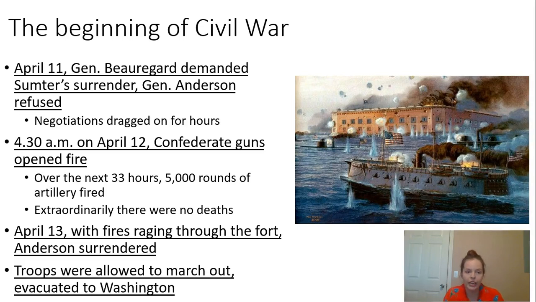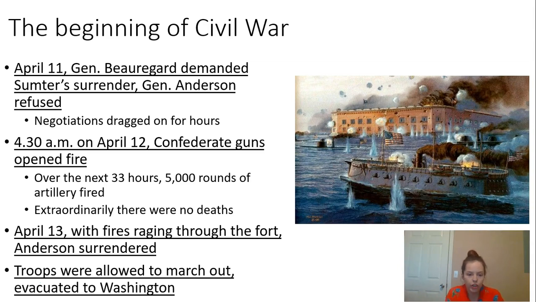So, the actual beginning of the Civil War. On April 11th, just a few months later, we have a general who's going to demand Sumter's surrender. However, General Anderson is going to refuse, and negotiations drag on for a few hours, but ultimately at 4:30 a.m. on April 12th, Confederate guns are going to open fire.